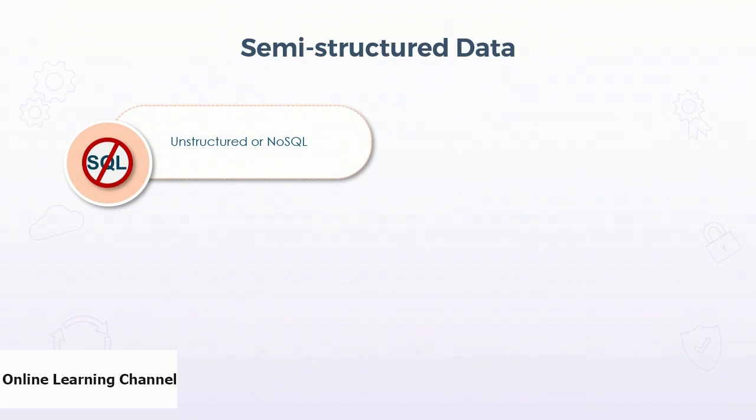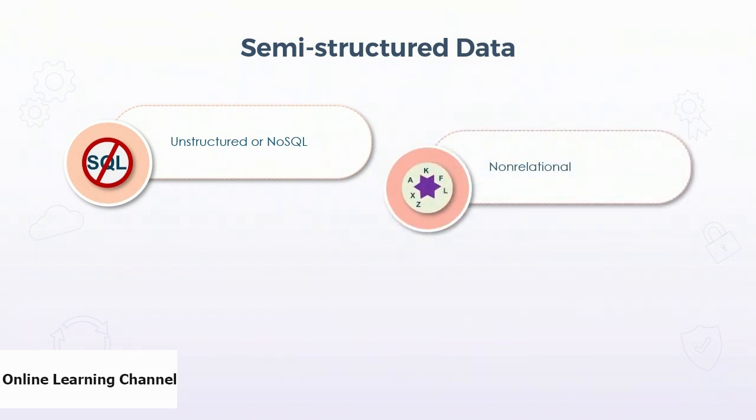Now, one thing about semi-structured data is that it's non-relational. Well, strictly speaking, it means that there aren't foreign keys like there are in relational databases.